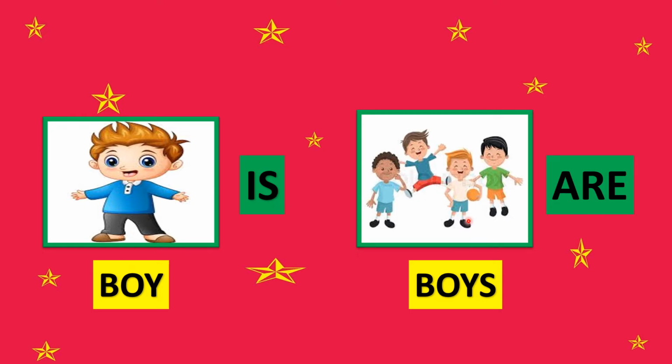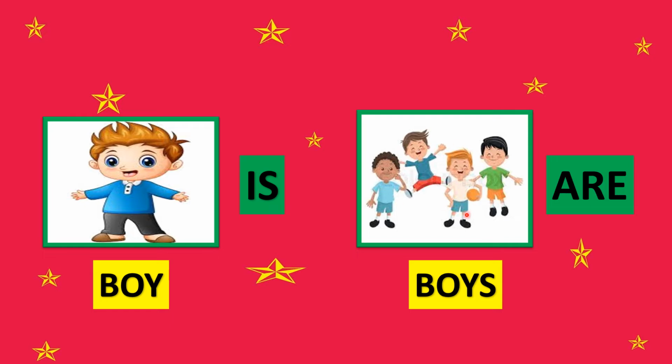Okay? Now look at it, children. Many boys, isn't it? S is also there. Then if you are getting S in the word, then you have to use A-R-E, are. Okay? "Is" is used for one and "are" is used for many. Okay children? Let us see again. See, boy, no S. Only one boy. That's why we will use I-S, is.